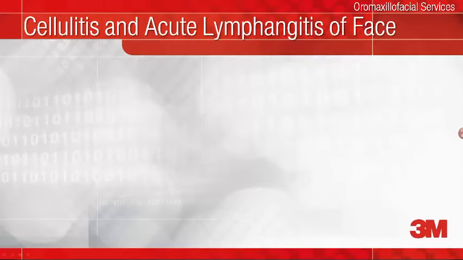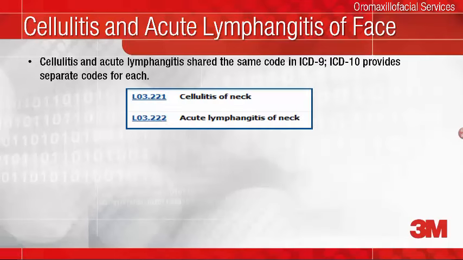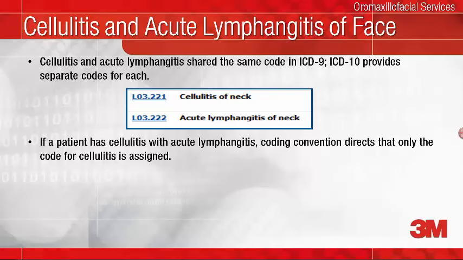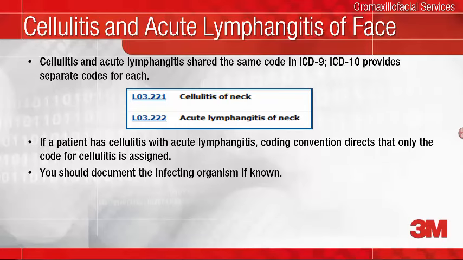In ICD-9, cellulitis and acute lymphangitis shared the same code. ICD-10 provides separate codes for each condition. You should also be aware that when a patient has both a cellulitis and acute lymphangitis, coding convention directs that only the code for cellulitis is assigned. Lastly, you should document the infecting organism if known or suspected.